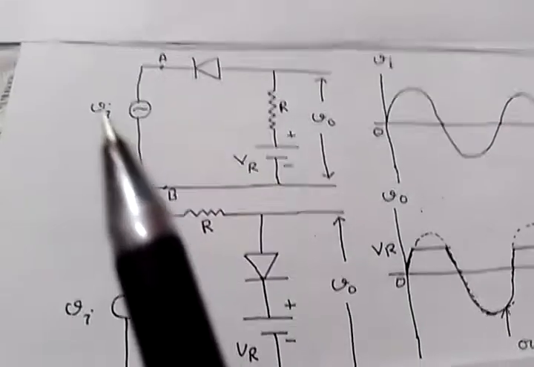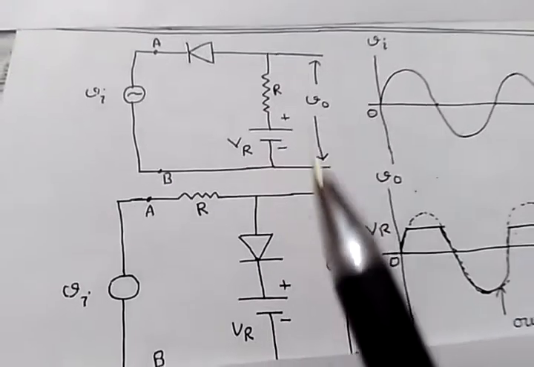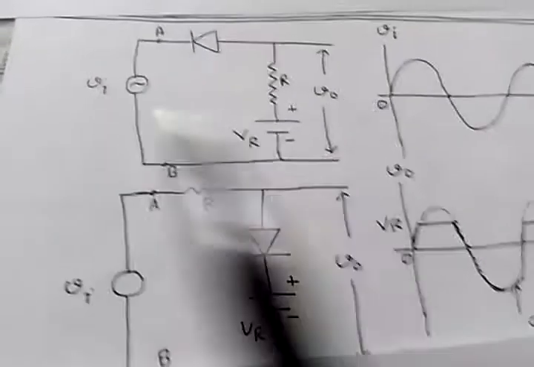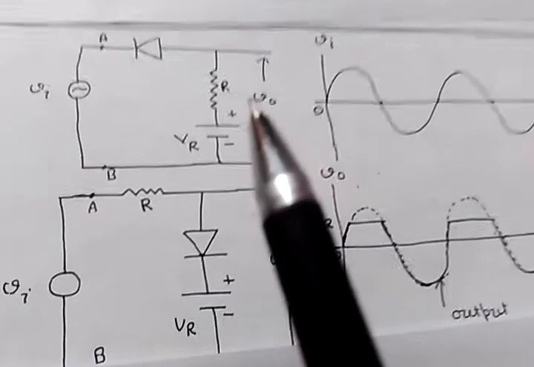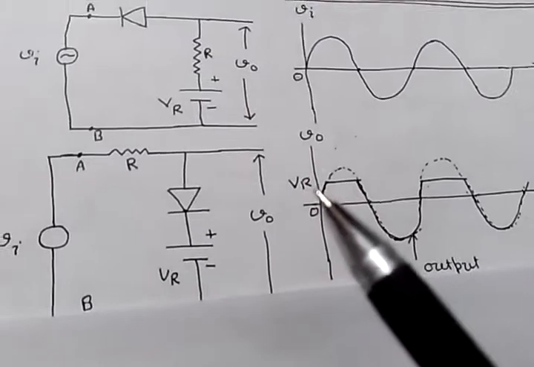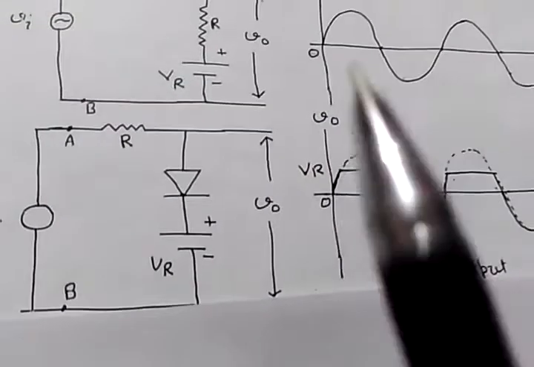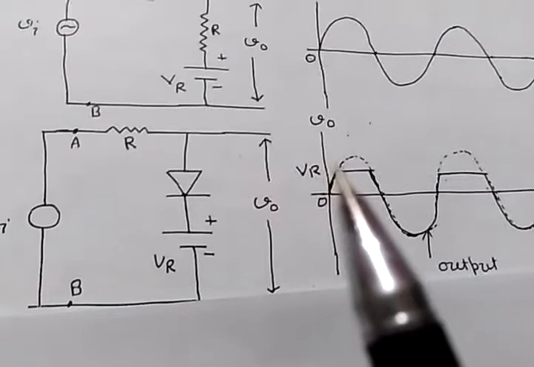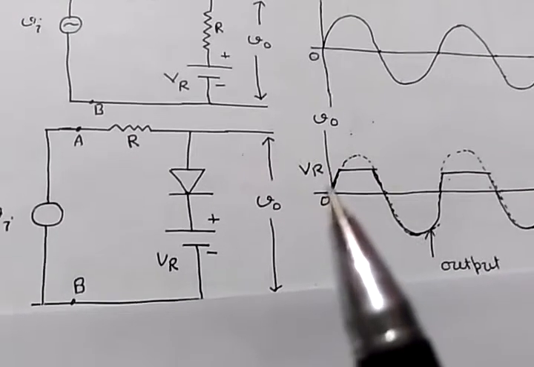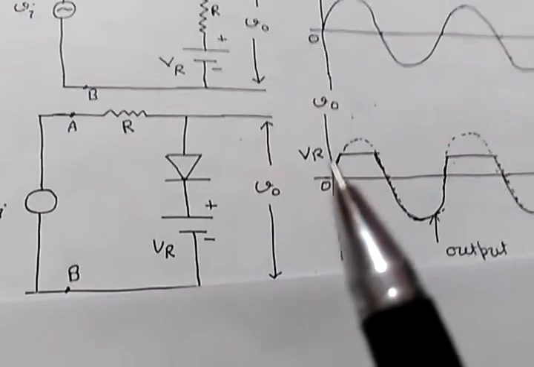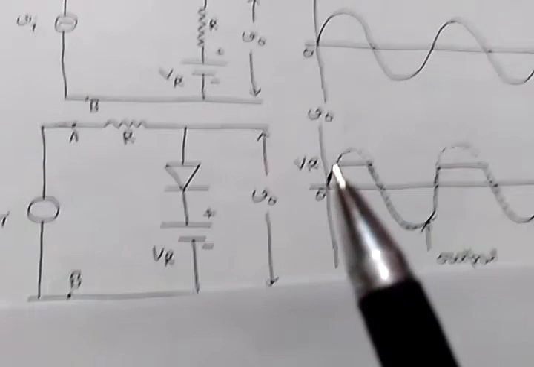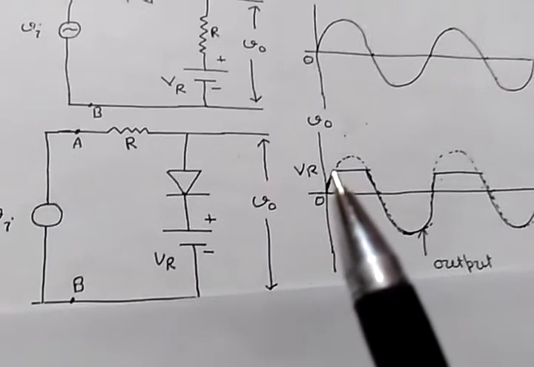In this case, input signal will be in parallel with the output. And when input signal is in parallel with the output, means output will follow the input signal. So for the input signal, when it is less than VR, see the output here, the output will be same as the input. So this solid line from 0 to VR indicates the output signal when input is less than VR.